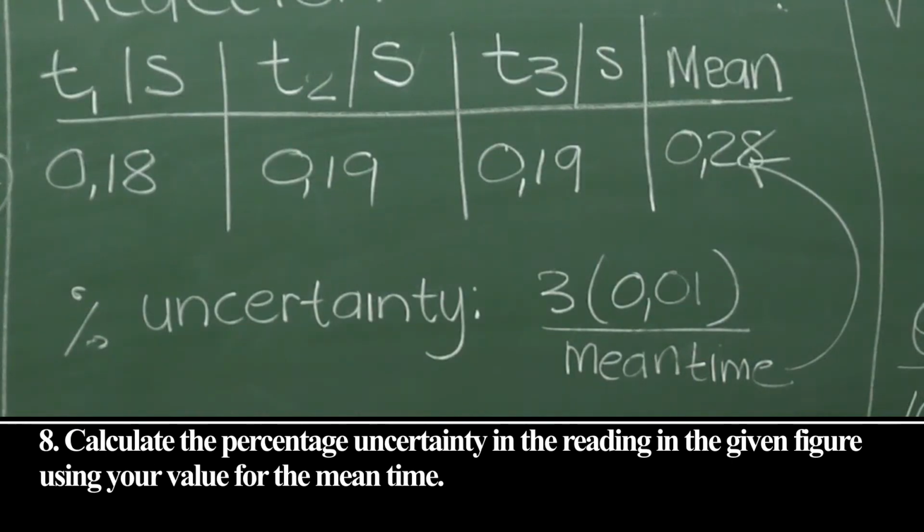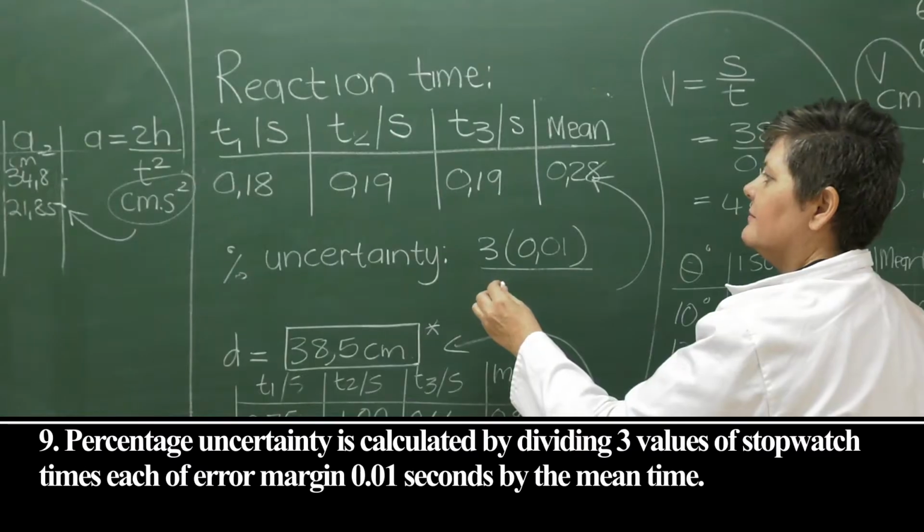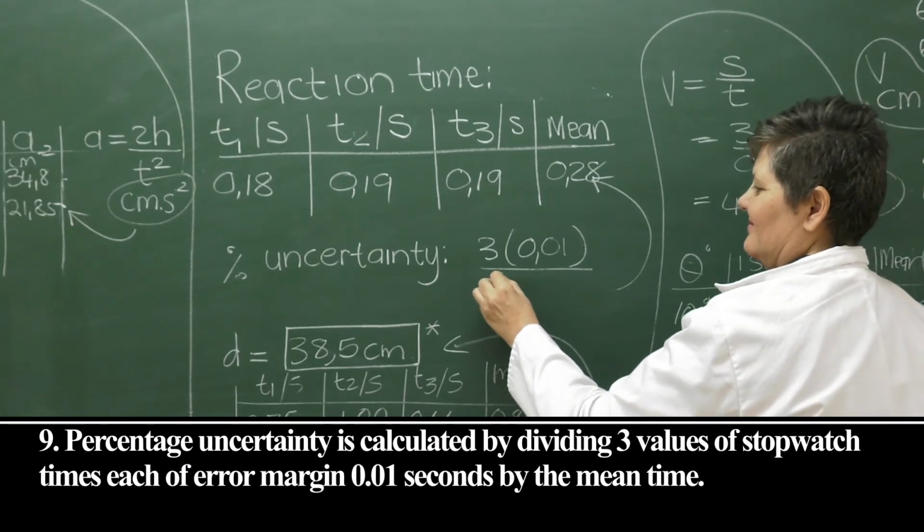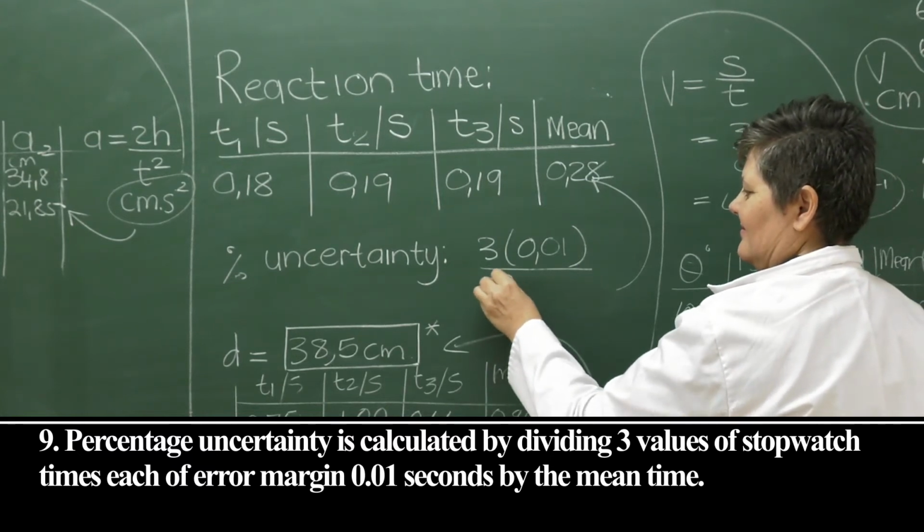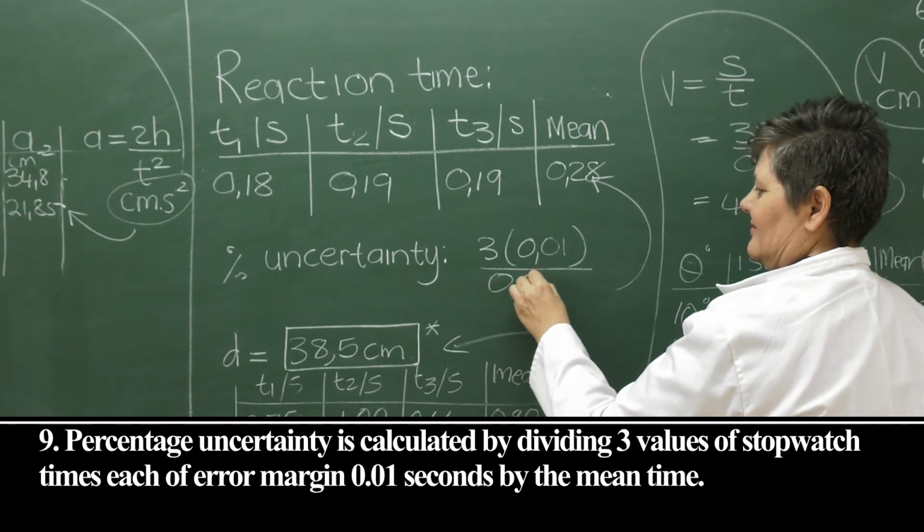Calculate the percentage uncertainty in the reading in the given figure using your value for the mean time. Percentage uncertainty is calculated by dividing 3 values of stopwatch times, each of error margin 0.01 seconds, by the mean time.